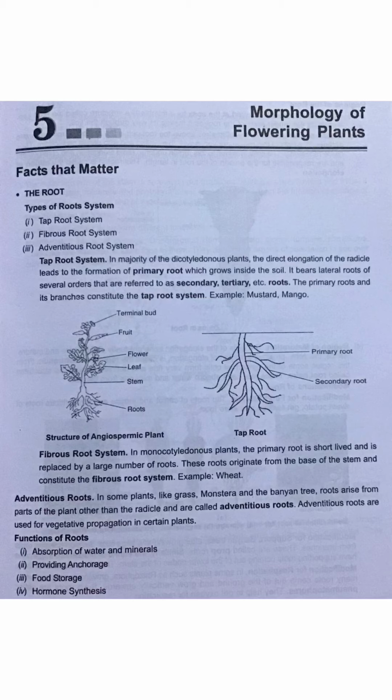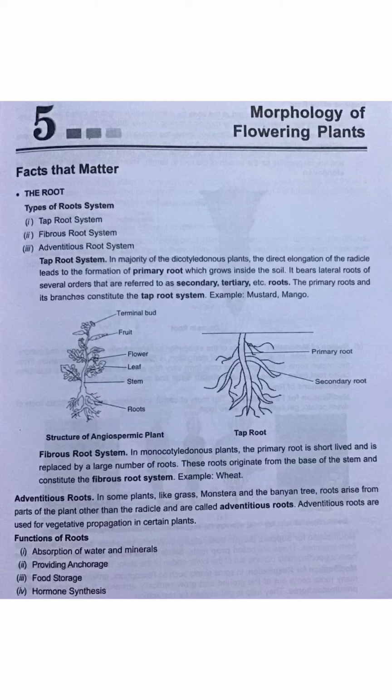In the taproot system, in the majority of dicot plants, the direct long radicle leads to the formation of the primary root which grows inside the soil, and it bears the lateral roots and different branches develop, like mustard, mango, sunflower and all the dicot plants.